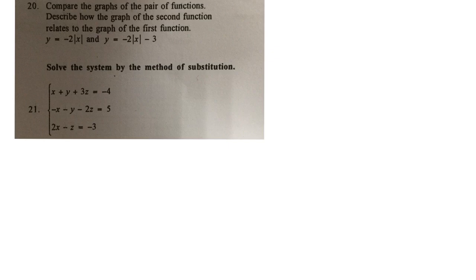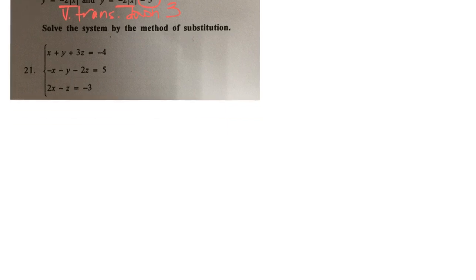So if we look at these two functions, they are both negative the absolute value of x. So they both have the same parent function. The only difference is this minus 3. And we should know by now that's a vertical translation down 3 from the other graph. And that's it on that one.